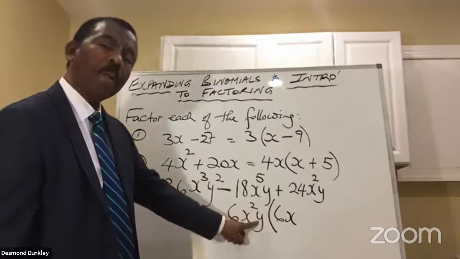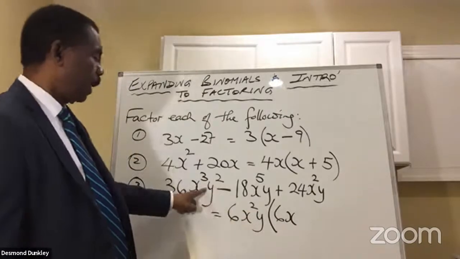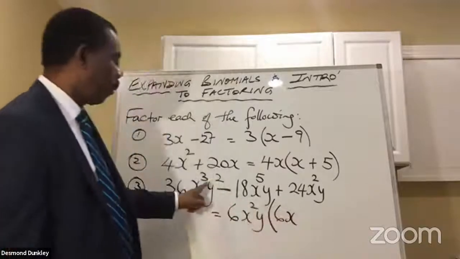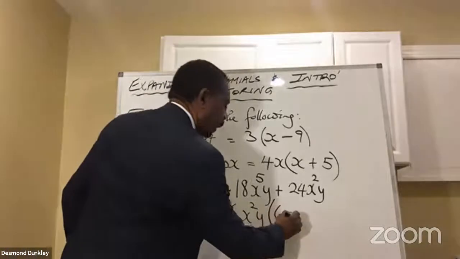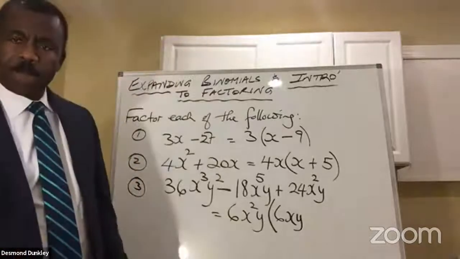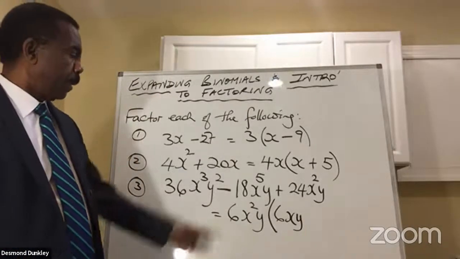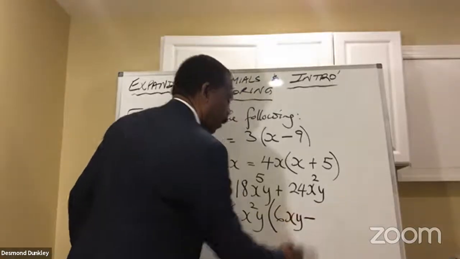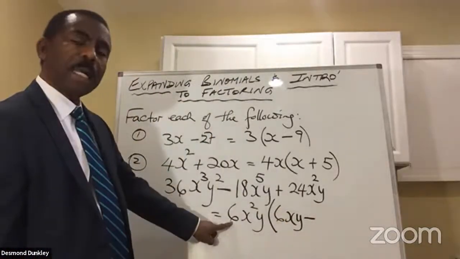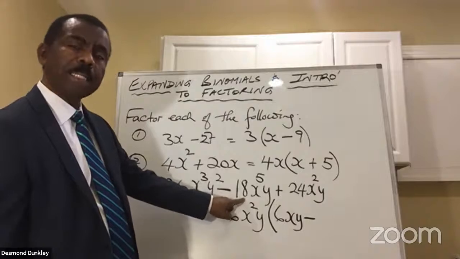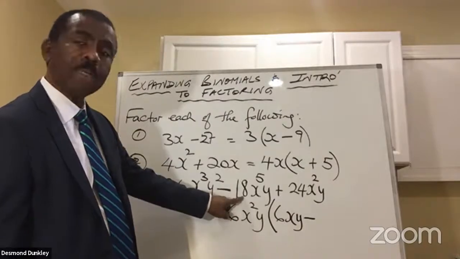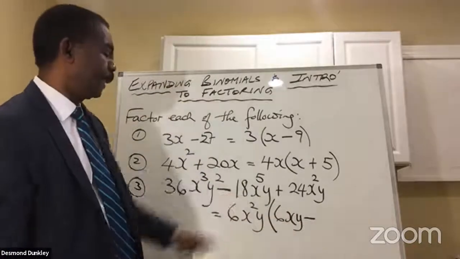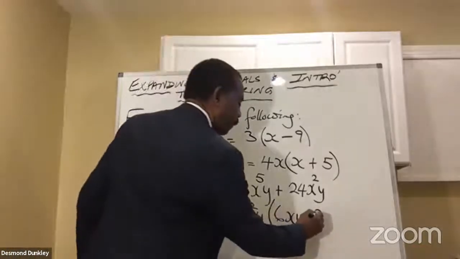Now I have y alone outside, but here I have a y squared. So in order to multiply this, in order to end up with a y squared, I must have a y on the inside. We have a minus sign, so we put a minus sign. 6 on the outside, 18 on the inside. So 18 is the final result we need. So 6 times negative what gives me negative 18? The answer is negative 3.